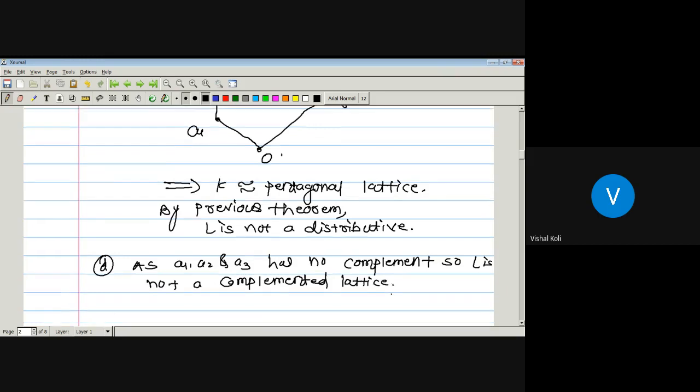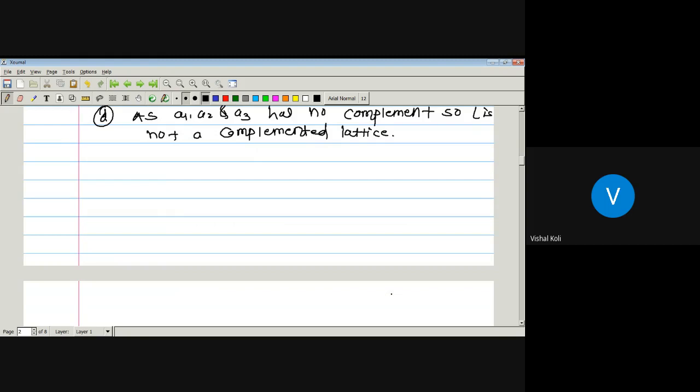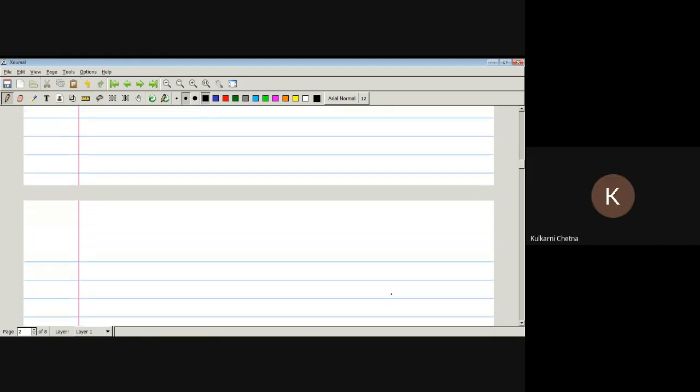ओके. कुणाला काही डाऊट यामध्ये? No, sir. No.